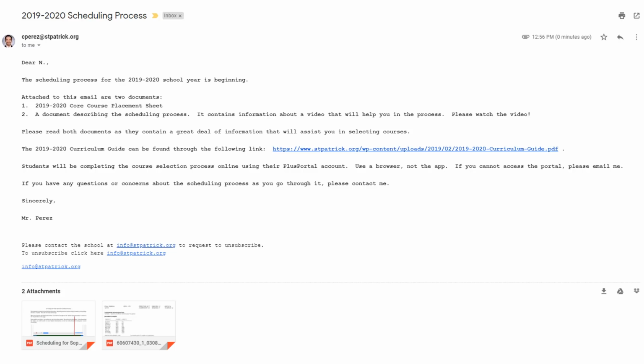Okay, so by now you have received an email, and with the email there are two important documents attached to it. The first document, as you can see, is called the 2019-2020 Core Placement Sheet, and that is this document here. The second document describes the scheduling process. That's going to be this link here. It does have in there a video that will help explain the process. You're watching the video right now. So we're good to go with that.